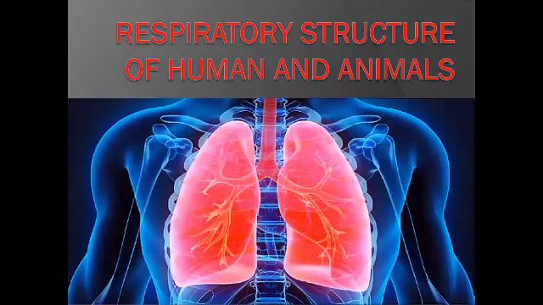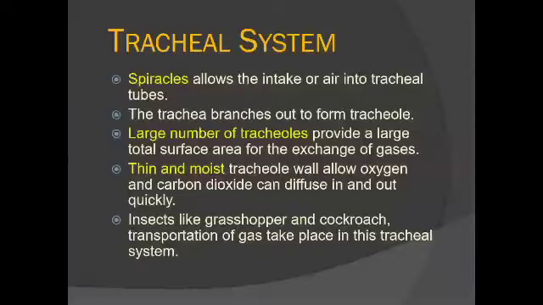Now we are going to compare and contrast respiratory structures of humans and animals. The breathing system of insects is the tracheal system. Spiracles allow the intake of air into tracheal tubes. The trachea branches out to form tracheoles.